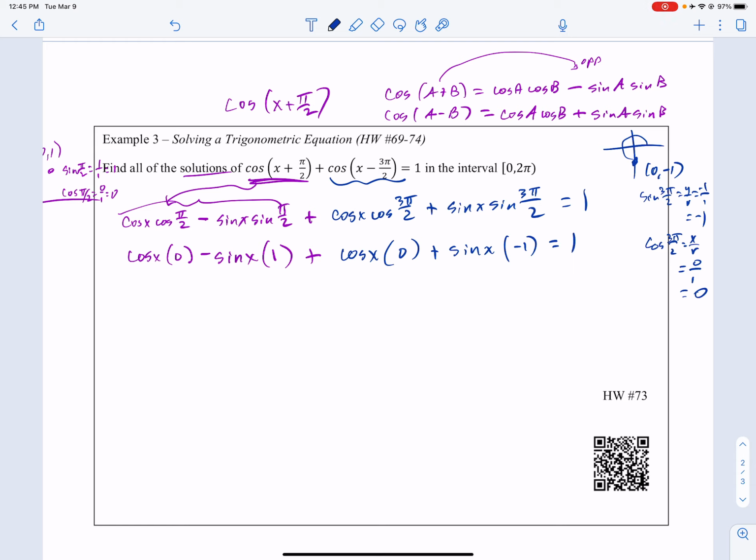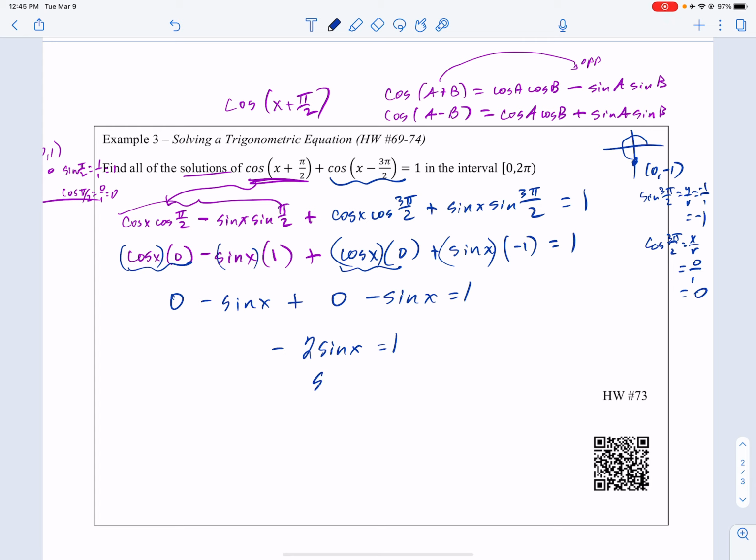And so this is cosine of x times 0. This is cosine of x times 0. This product is 0. And sine of x times 1 is just sine of x. And then this product is just 0. And then sine of x times a minus 1 is a minus sine of x. So we have a minus 2 sine x. They're like terms. Solve for sine of x.